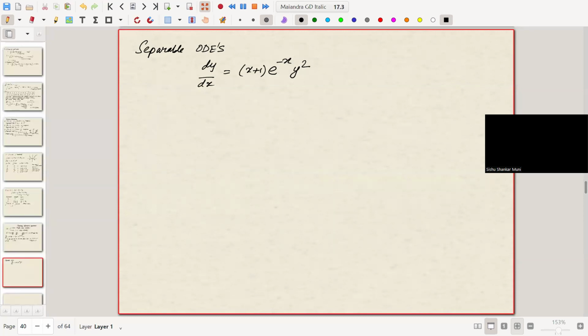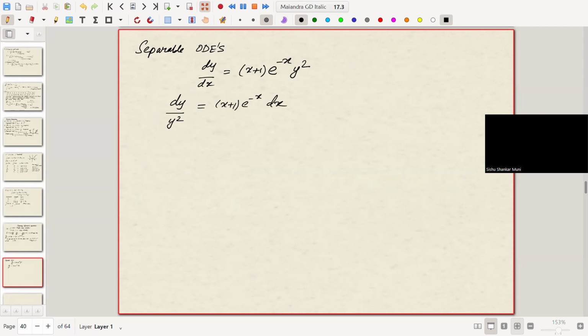All right. So can you see that it is indeed separable? Why it is separable? If you see, you can bring this y square in the denominator and just the x plus 1 e to the power minus x on the right hand side. So the left hand side is just involving y and the right hand side just involves x.